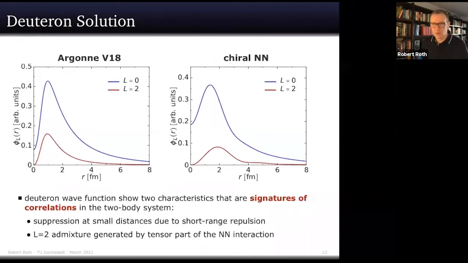The ground state is pure L equals 0. And the reason for that is the tensor force that we also highlighted in the discussion of the interaction. This is responsible for the off-diagonal matrix elements between L equals 0 and L equals 2 pieces and generates this small but important D-wave admixture. And that's also a very specific type of correlations that the interaction induces.